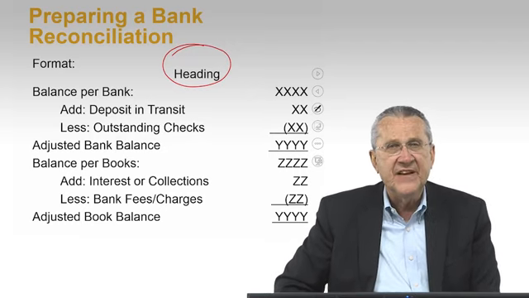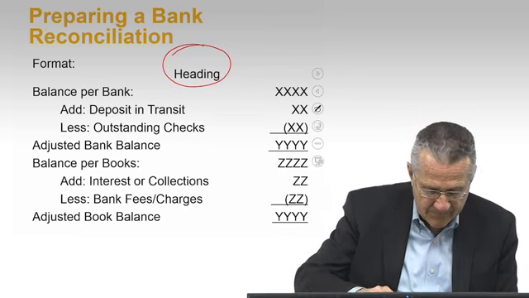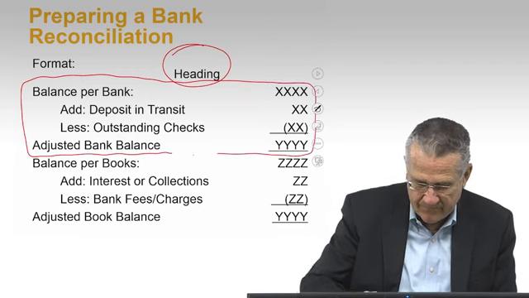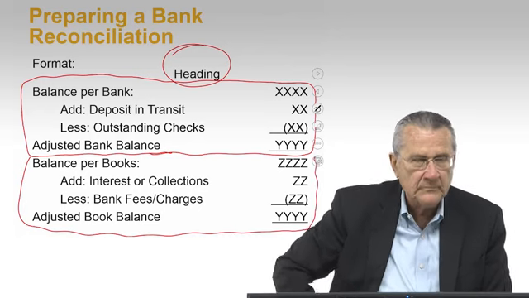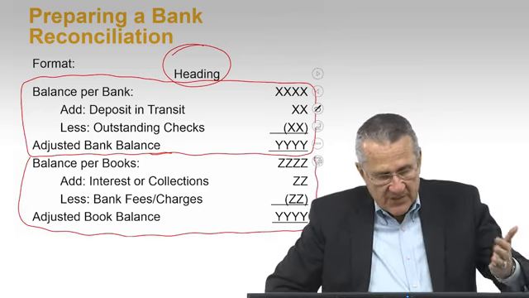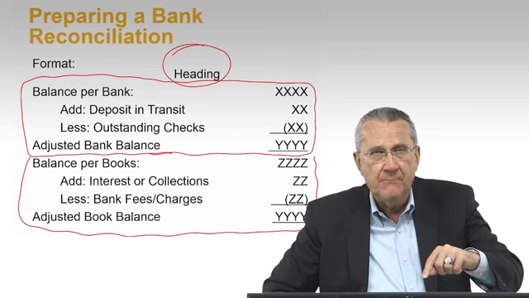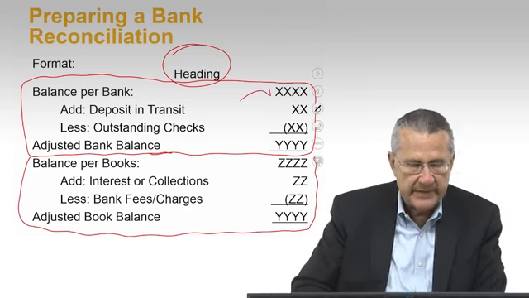Now, the format of the financial statement is that it's broken into two parts. We've got the bank part, and then we've got the book part. Typically, we start with the balance per bank, and this is the number that the bank tells us on our cutoff bank statement is the amount that we have in the bank.